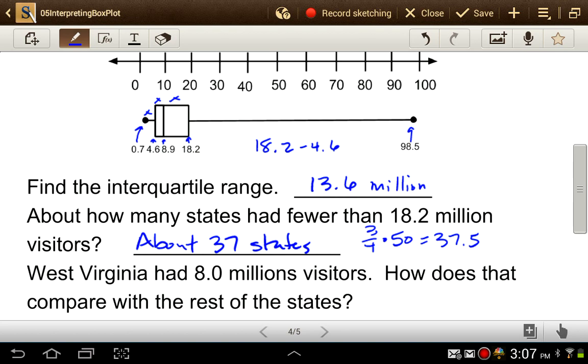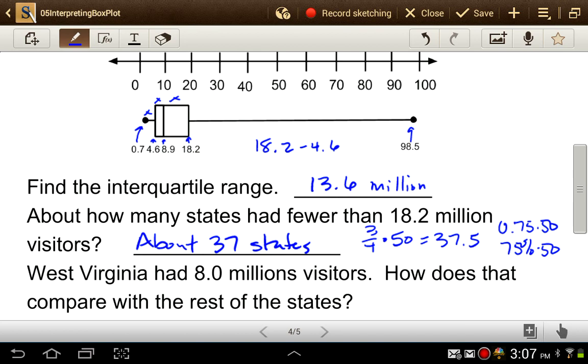Okay? So most of the states had fewer than 18.2. Right? You also could have used that as a percentage by saying 0.75 or 75% times 50. Okay? Any of those would have given you the same answer, because 3/4 is 0.75, which is 75%. Okay? So that's how you can use this data to find your amount.